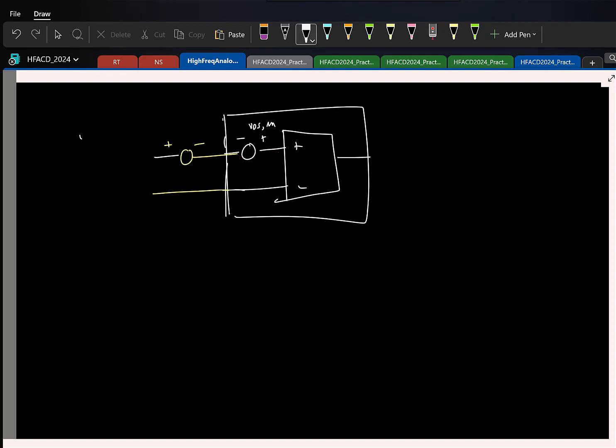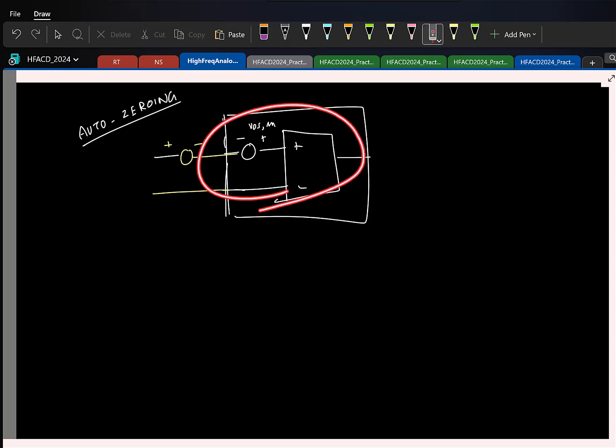This is called auto zeroing actually. So you somehow estimate your offset in the amplifier and store that offset in a capacitor. I mean, you can't have a voltage source, right? The closest to a voltage source is a capacitor. You have a capacitor charged to that particular offset voltage, put it in the appropriate polarity so that it cancels. That is one way in which it is done.